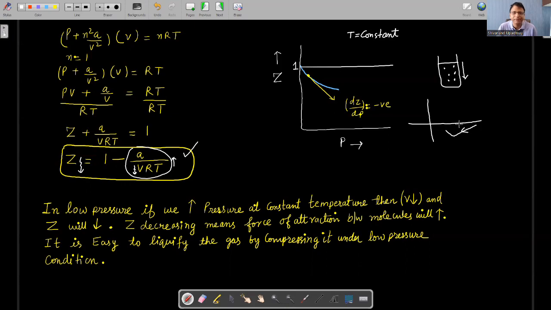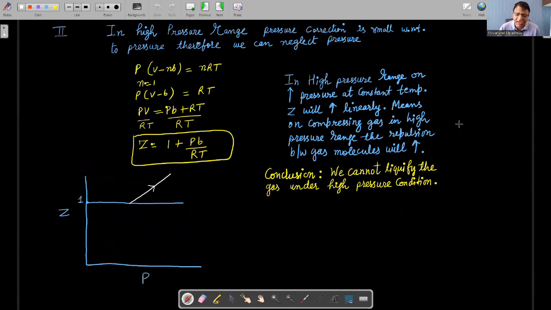Helps us to know that it is easy to liquefy the gas in low pressure range. The second point, in high pressure range, pressure correction is small. Again, this is not a theoretical thing. From experiment, we know that there is some value of pressure. For real gas, this pressure will be 400, 500, depending upon the gas.